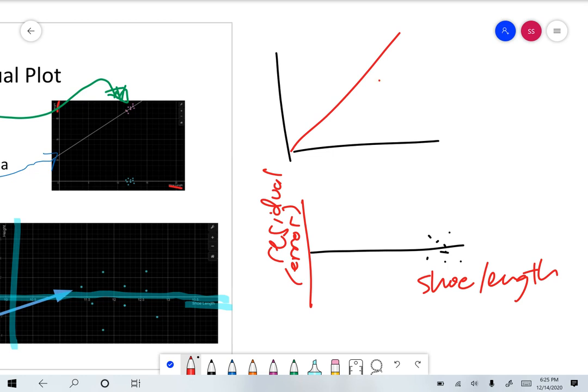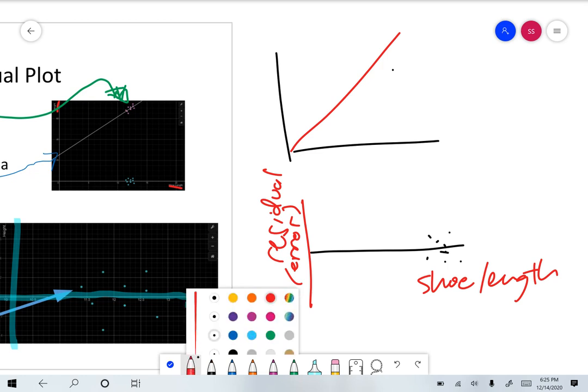Basically the distance between the point and the line. Okay, hopefully that rings a bell. See if I can draw a better picture for you.